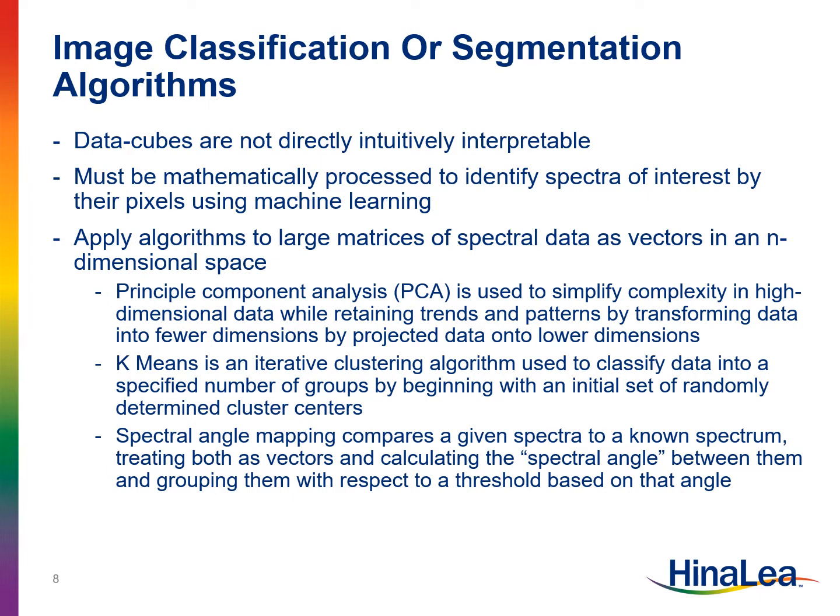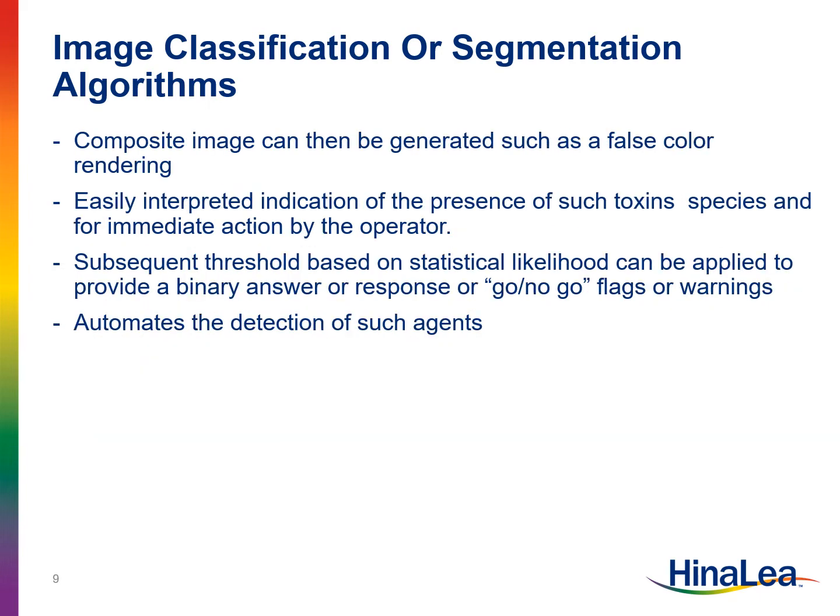K-means is an iterative clustering algorithm used to classify data into a specified number of groups by beginning with an initial set of randomly determined cluster centers, and spectral angle mapping compares a given spectra with a known spectra, treating both as vectors and calculating the spectral angle between them and grouping them with respect to a threshold based on that angle. From that, a composite image can then be generated, such as a false color rendering.